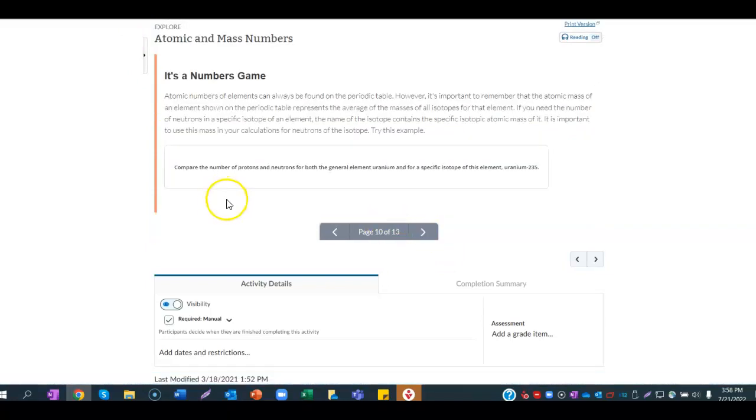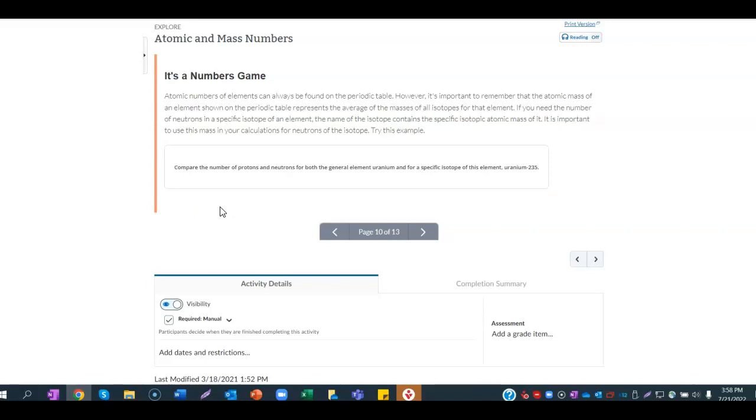So it's a numbers game. Here's an activity for you again. Atomic numbers of elements can always be found on the periodic table. However, it's important to remember that the atomic mass of an element shown on the periodic table represents the average of the masses of all isotopes for that element.